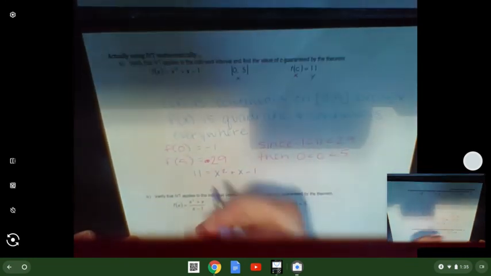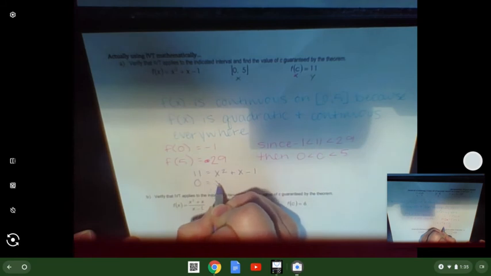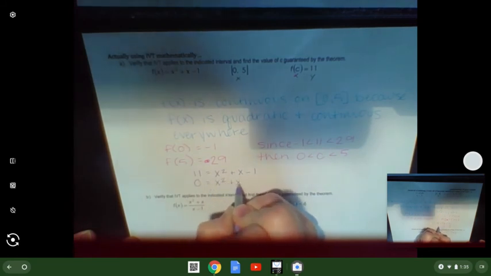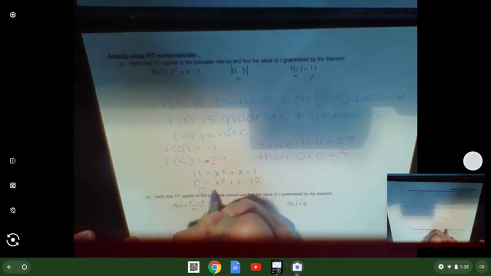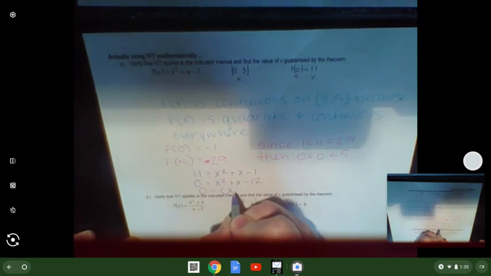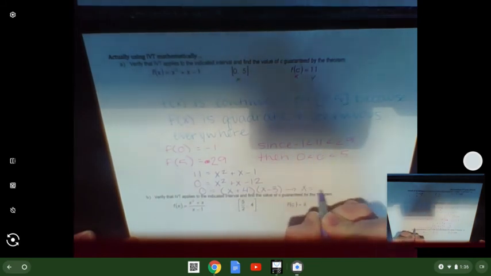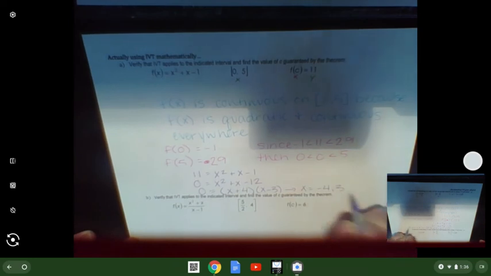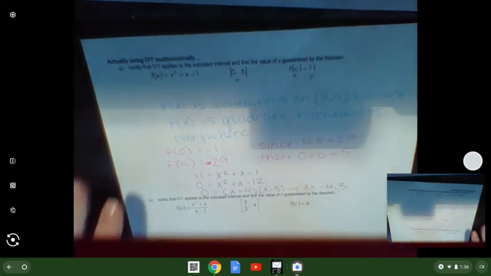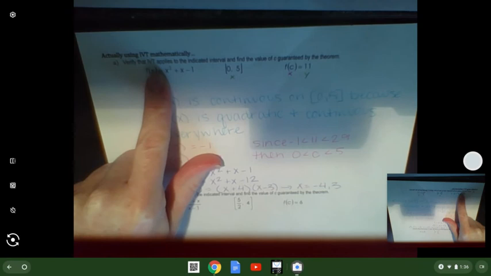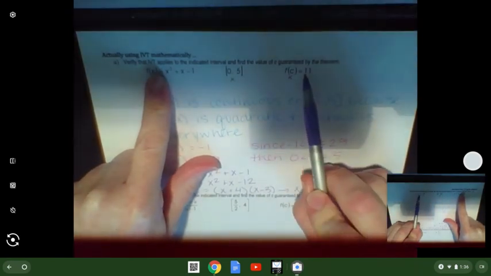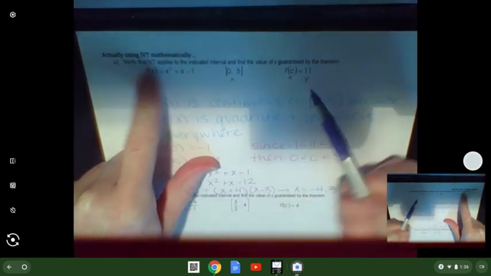Now I notice I'm quadratic, so I'm going to subtract 11 to the other side: x squared plus x minus 12. I'm going to factor to solve, and I'm going to have x plus 4, x minus 3, which gives us x equals negative 4 and 3. So what does this mean for us? It means that this particular quadratic function has a Y value of 11 twice. That makes sense. A quadratic function is a U, so I'm going to hit 11 at 2 different locations.